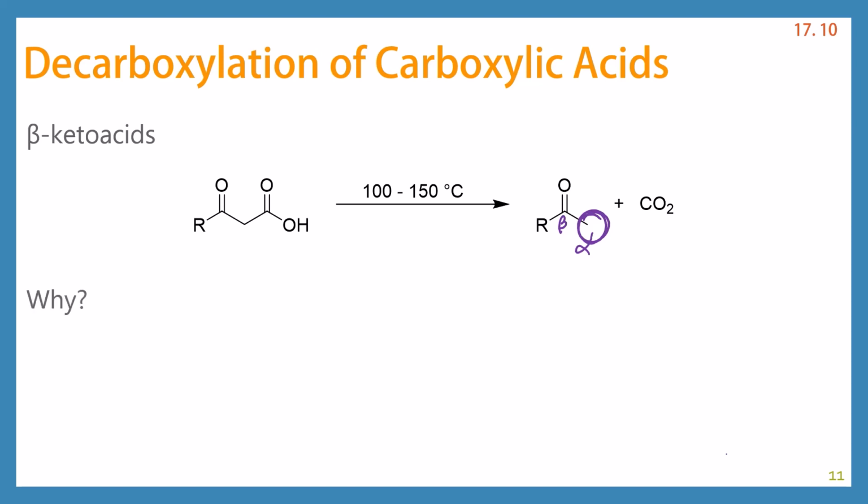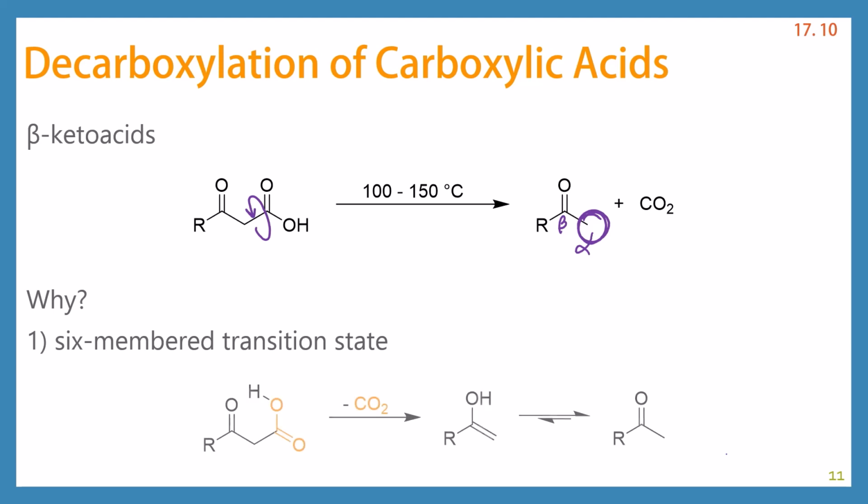So the question is why? One of the big reasons is that a six-membered transition state is created if you were to rotate around the single bond between the alpha carbon and the carbonyl carbon of the carboxylic acid. You could end up creating a situation where, through hydrogen bonding, you have a six-membered ring. And remember that six-membered rings are very stable, so they tend to be favorable.